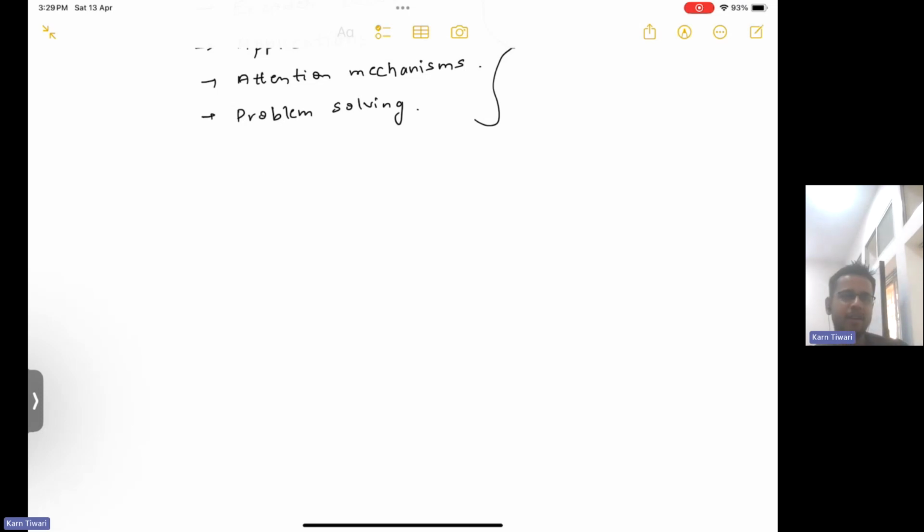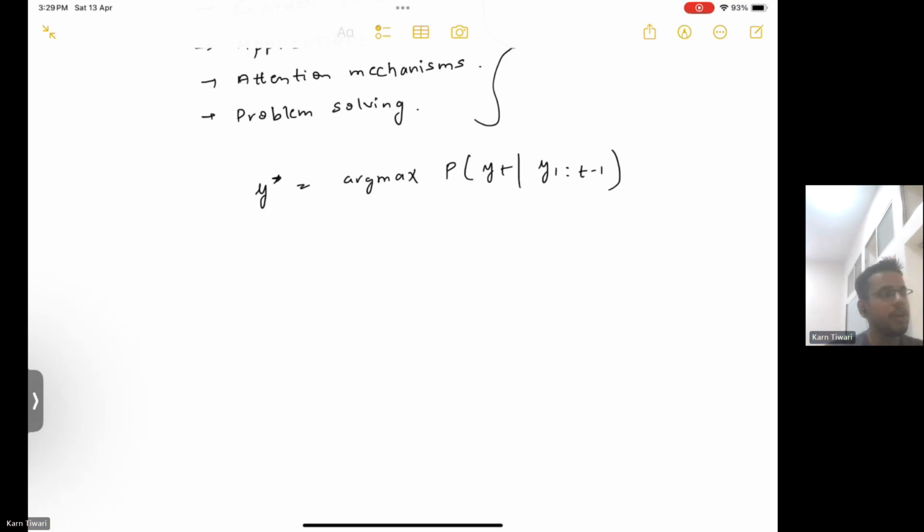Sometimes you don't need all the information from the starting point to the last point in time. What we are actually doing is trying to predict the next word, which is the argmax of the probability of y_t given the information from y_1 till y_{t-1}. Argmax is the argument which makes this probability maximum. We are given the words from y_1 to y_{t-1} and trying to predict the next word y_t. P means the probability, and the summation over the whole vocabulary of P(y_t) is 1.